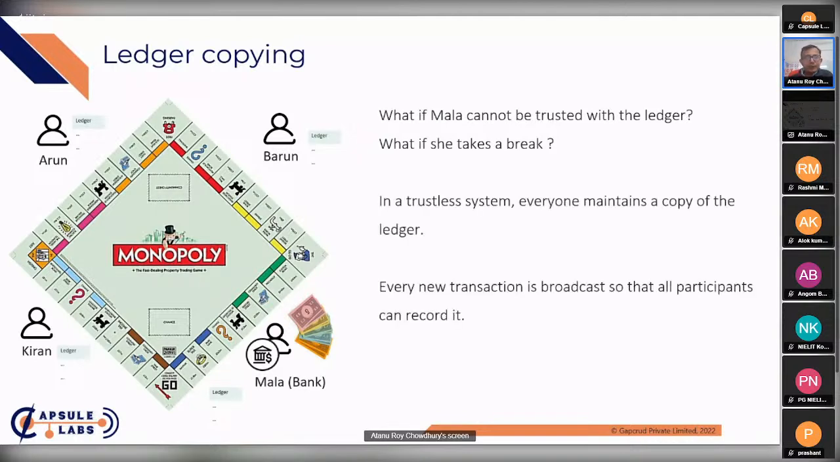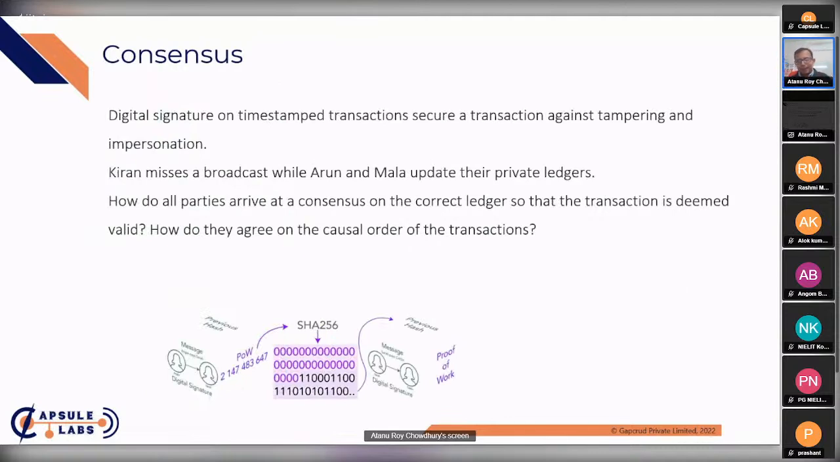So in a trustless system, we can imagine that everyone maintains a copy of the ledger, and every new transaction that is happening should be broadcast to all the participants so that they can record it. The problem now becomes that of consensus. Even if new transactions are broadcast to all participants so that they can record it, will people all agree that they have received information about the same transaction?